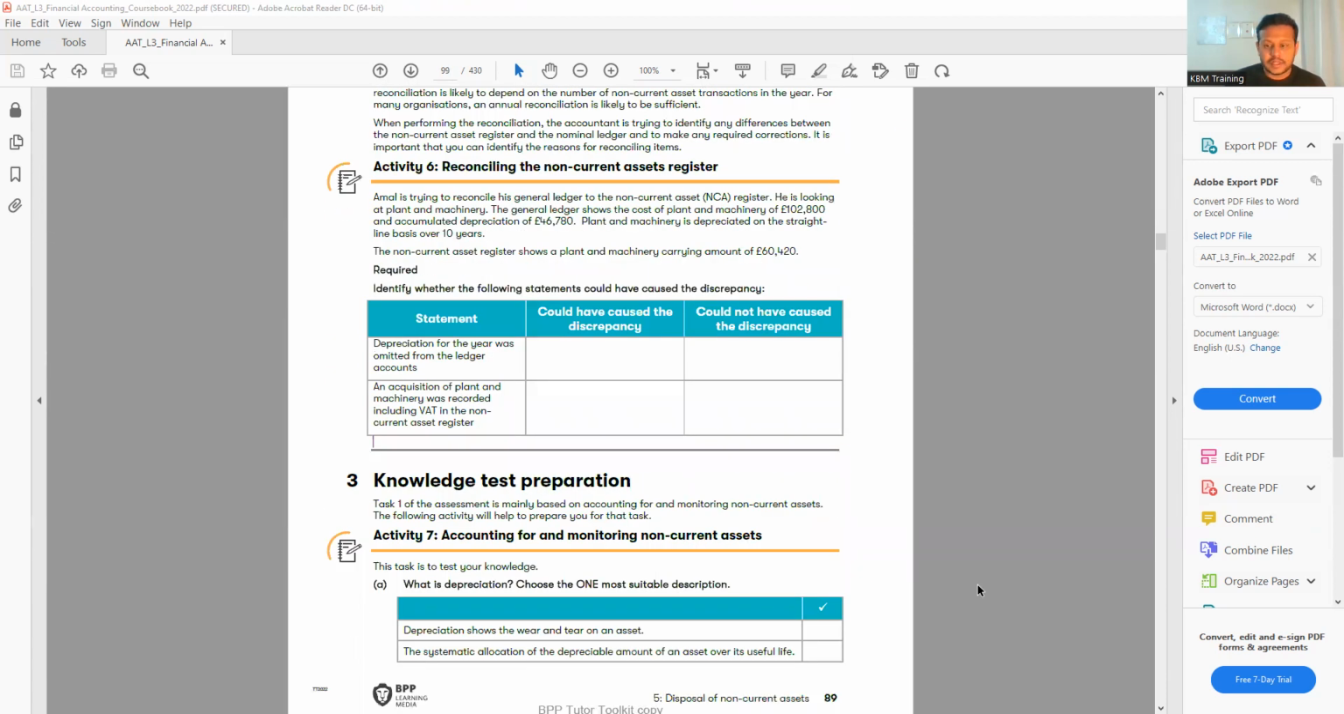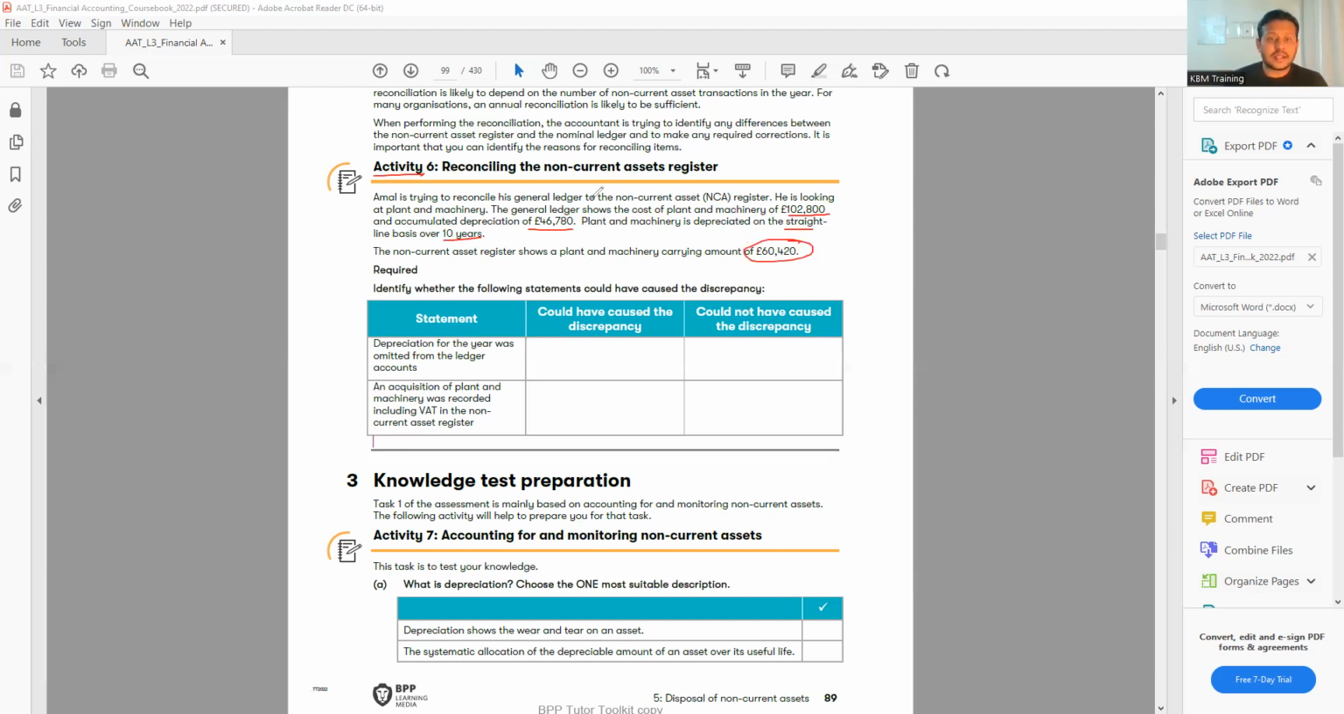The next one we have is activity 6. Activity 6 says reconciling the non-current asset register. Amal is trying to reconcile his general ledger to the non-current asset register. He is looking at plant and machinery. The general ledger shows the cost of the plant and machinery is 102,800 and accumulated depreciation is 46,780. Plant and machinery is depreciated on a straight line basis over 10 years. The non-current asset register shows a plant and machinery carrying amount of 60,420.